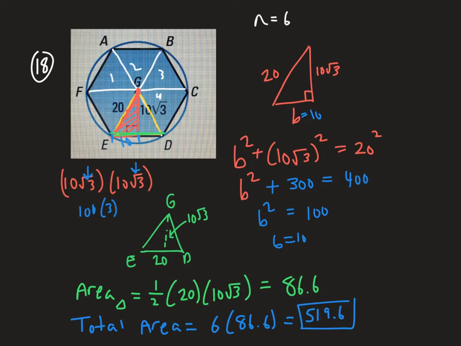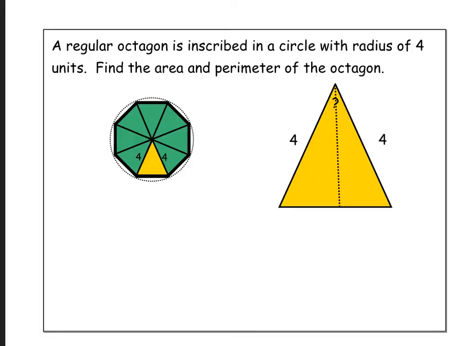Okay, let's do one more example in this section where we're going to use a little different thought process, or get a little more creative. So this one, a regular octagon, is inscribed in a circle, as we see in the figure on the left, with a radius of 4 units. We want to find the area and perimeter of the octagon. So what I did, I took one of the triangles, you can see the yellow chunk there, a little piece of the pie, and enlarged it over there on the right so we can see what's going on.